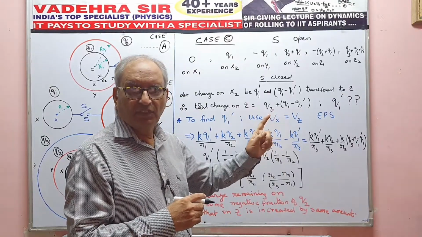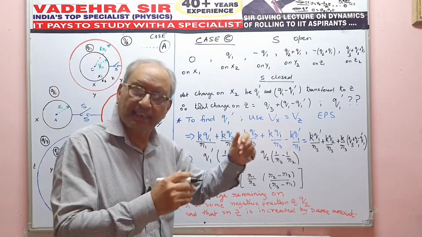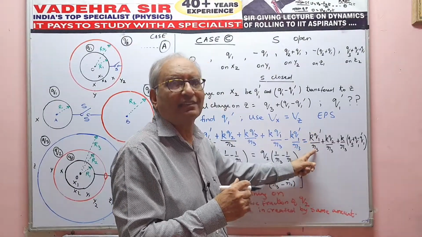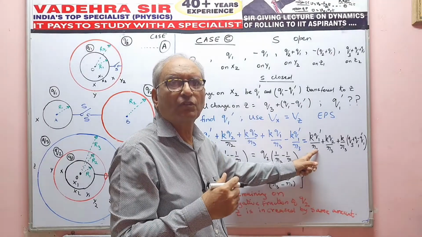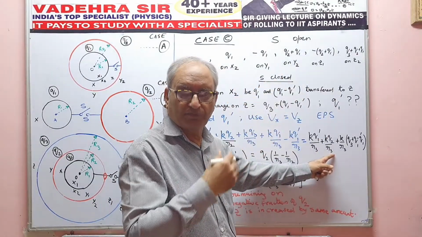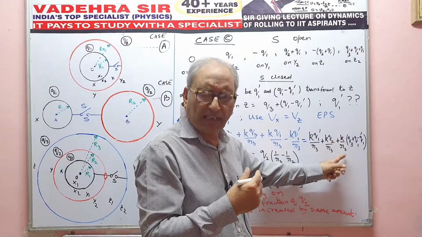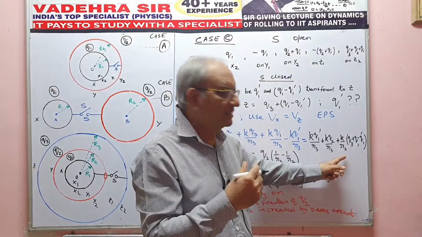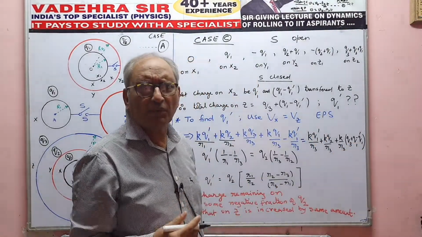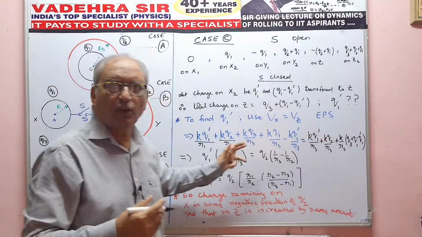Potential of Z is due to plate X, due to plate Y, and due to plate Z itself. So here you are: kQ1 dash by R3, it's an outer point for the plate X; kQ2 by R3, once again an outer point for the plate Y; and for Z, k upon R3 times the total charge on Z, Q3 plus Q1 minus Q1 dash. Now the job is done actually.